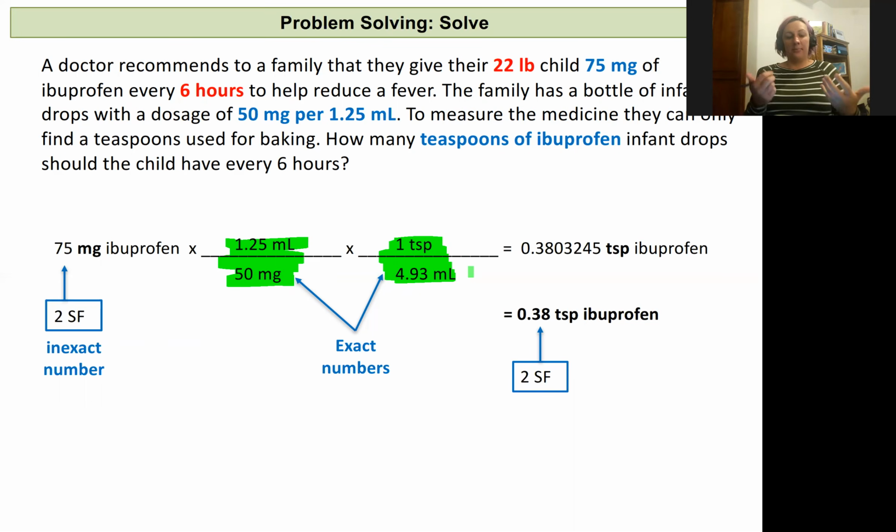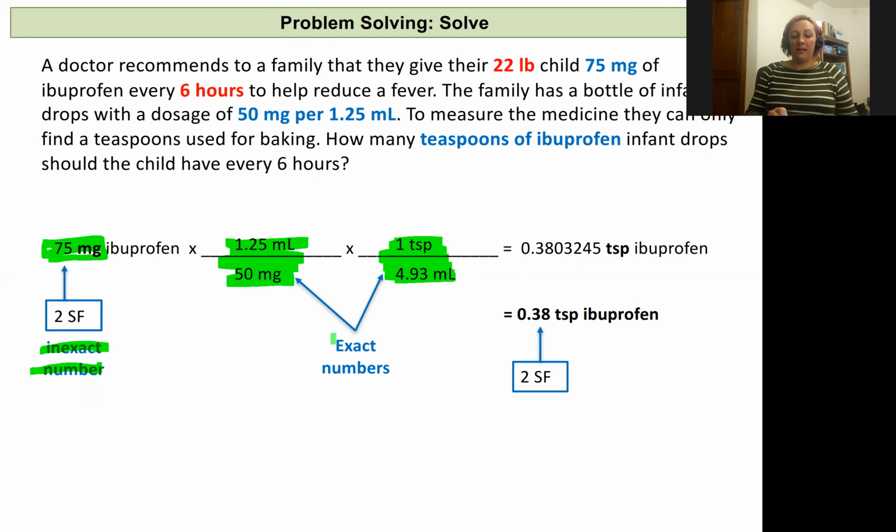So then I plug it into my calculator, and I'm plugging in 75 times 1.25 divided by 50 divided by 4.93. And I get this number, 0.3803245. It's a long number. There's probably some more digits I cut off. So now I need to decide how to report this number with the correct sig figs. If we assume that this 75 milligrams is an inexact number, then that means it has an important number of significant figures. And looking at it, it has 2. It also has 0 decimal places.